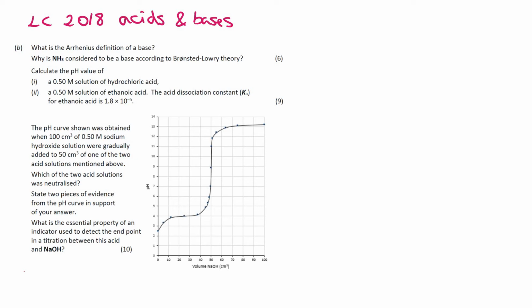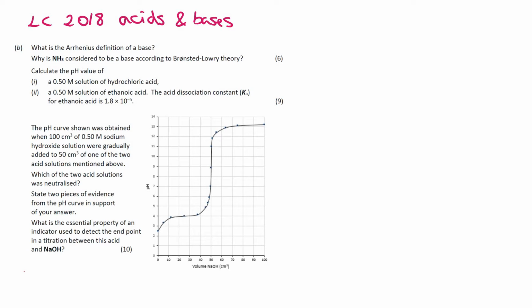Here I'm going to go through a 2018 question on acids and bases. This time it came up in one of the options, so I think it's question 11b, where you have an option on the paper to do 2 of A, B or C. It starts off in the usual manner. What is the Arrhenius definition of a base this time?